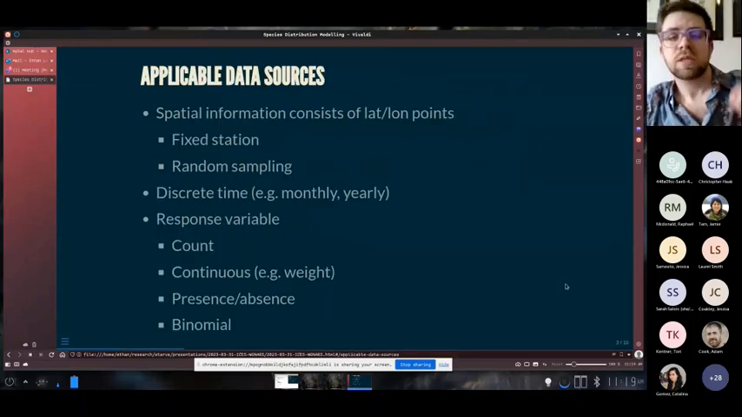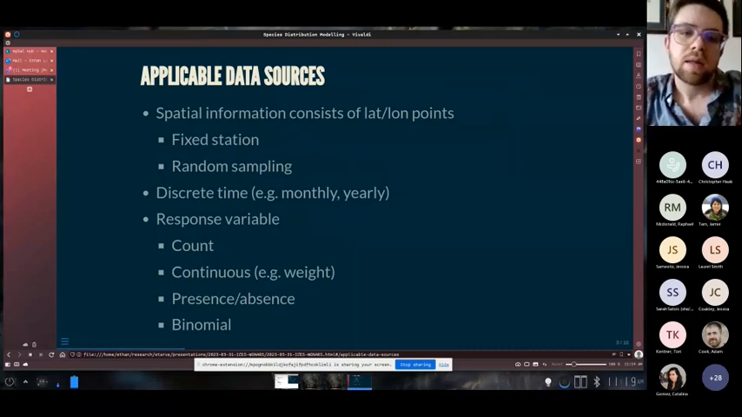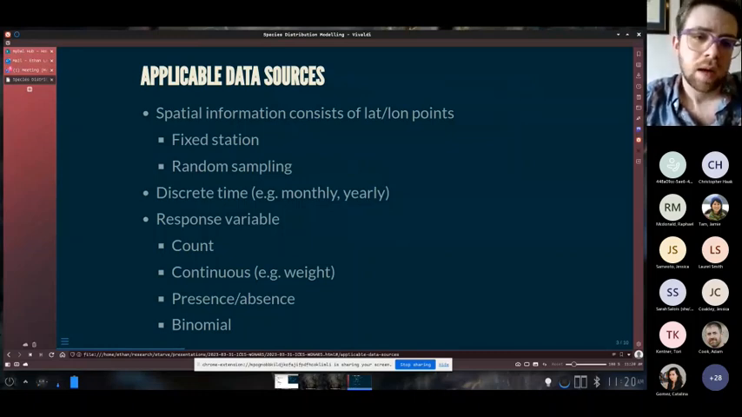So the applicable data sources for the package. The spatial information consists of latitude and longitude points. They can be projected or unprojected, either is fine. And these would be either a fixed station design or random sampling design. And random sampling would include stratified random sampling, like is common in surveys. What it can't do is account for preferential sampling. So if you think of industry data where they're fishing where they think the fish are, currently the package cannot handle that.